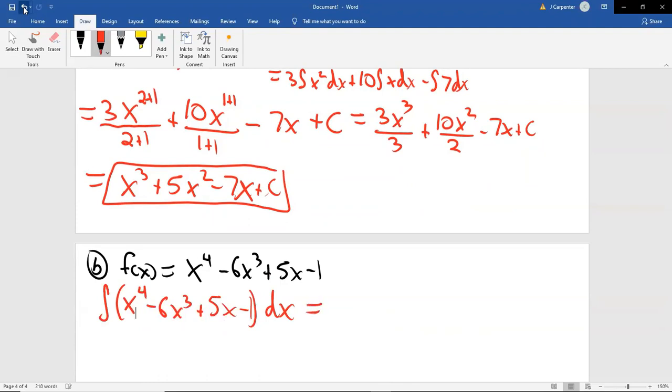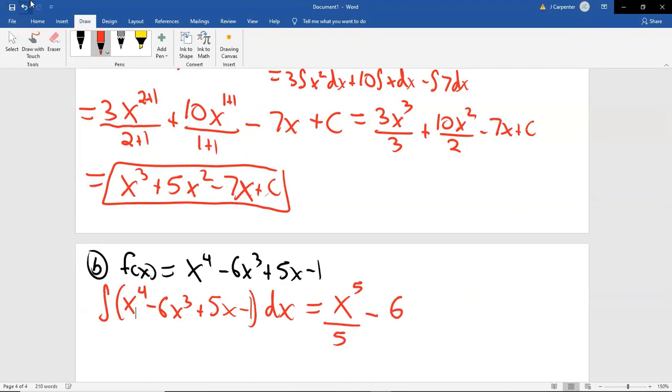Okay. All these are polynomial terms except for the constant at the end. So all of these, you add one of the exponent divided by the same. For the constant, we just get an x next to it. So with x to the fourth, add 1. I'm going to stop showing the adding 1. 4 plus 1 is 5. So that's x to the 5 over 5. Again, this number and this number should always match when you're integrating.